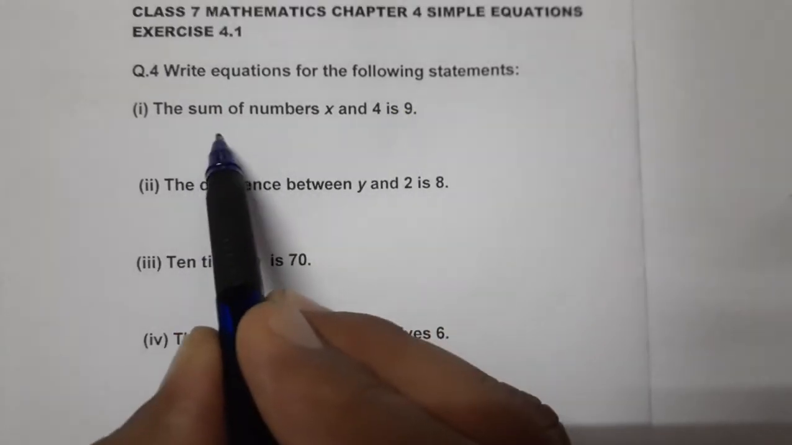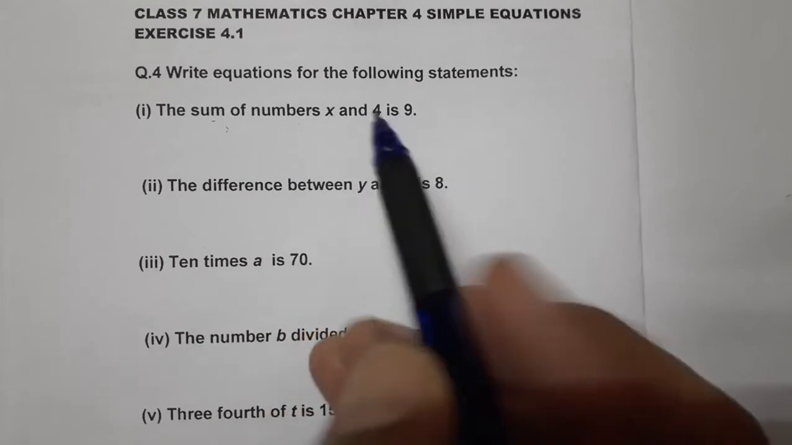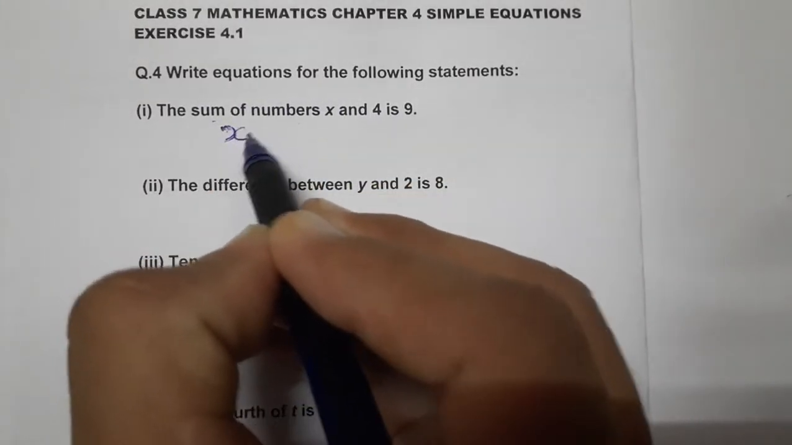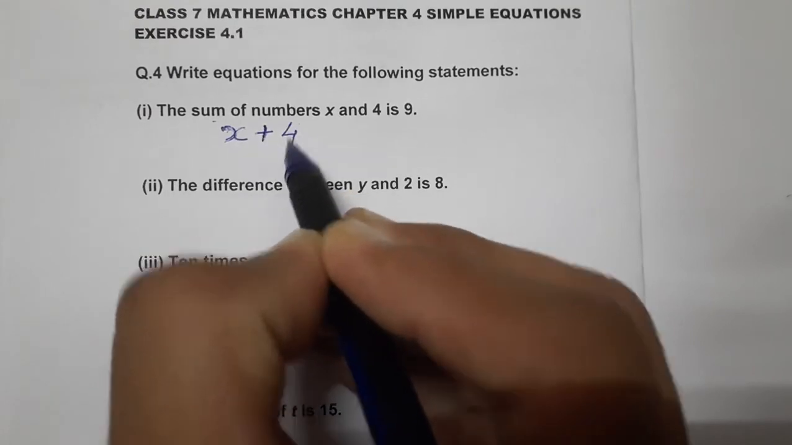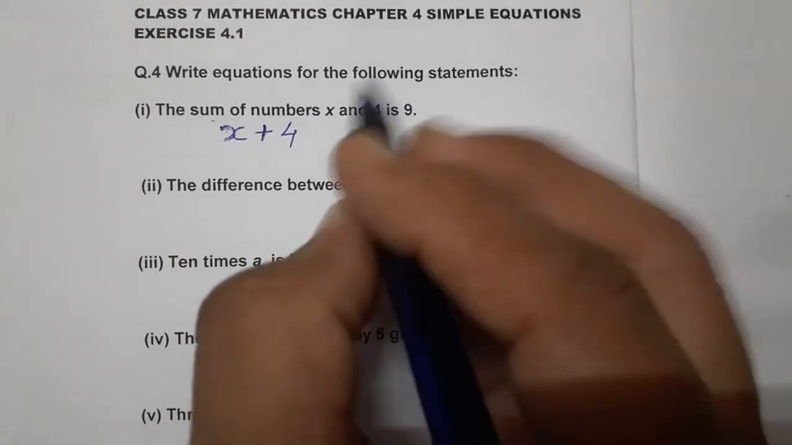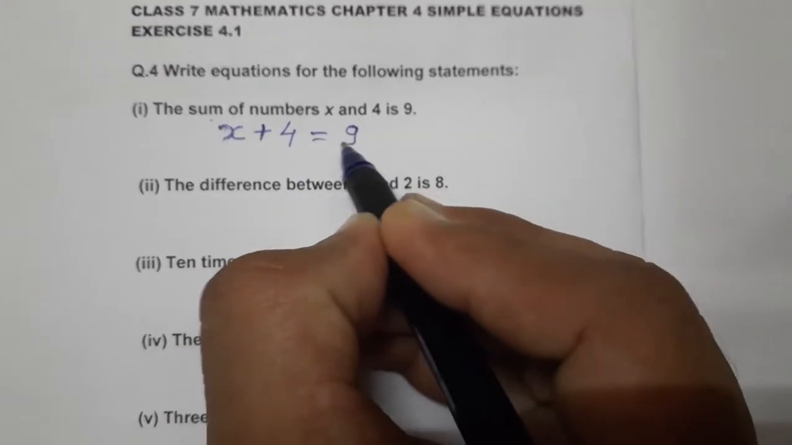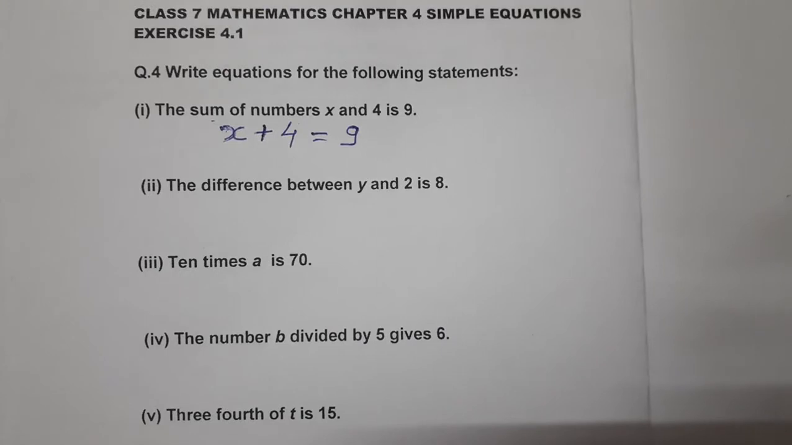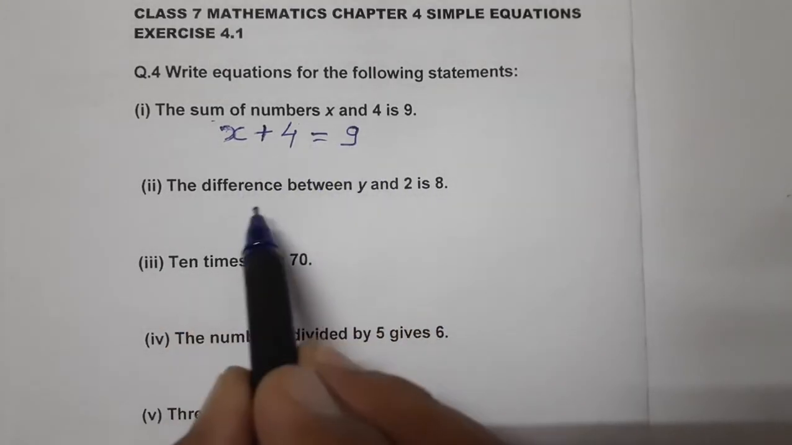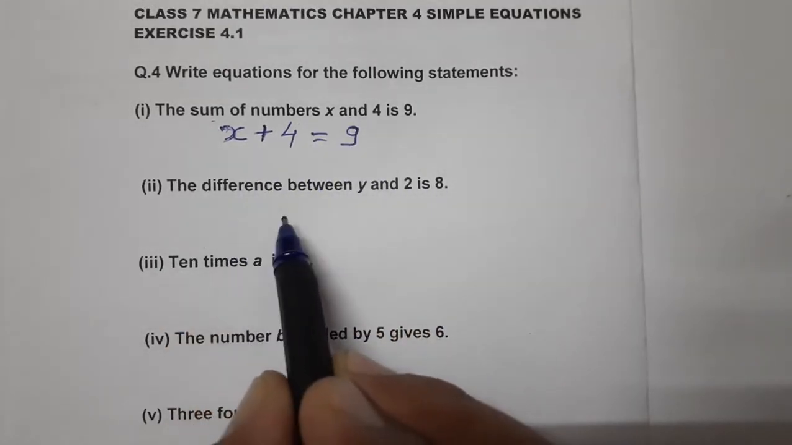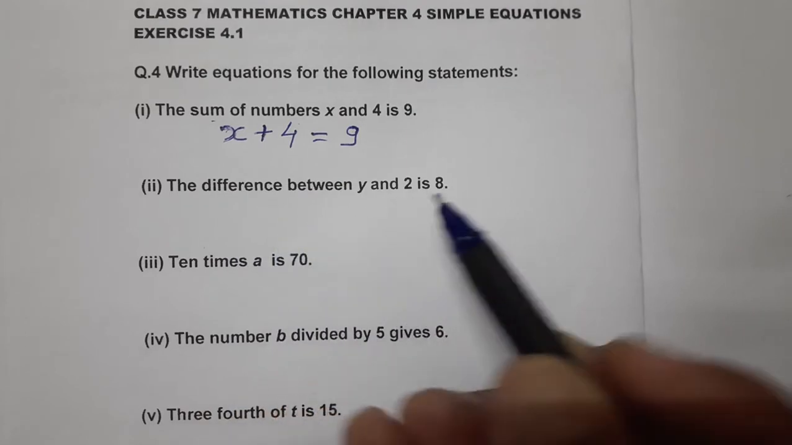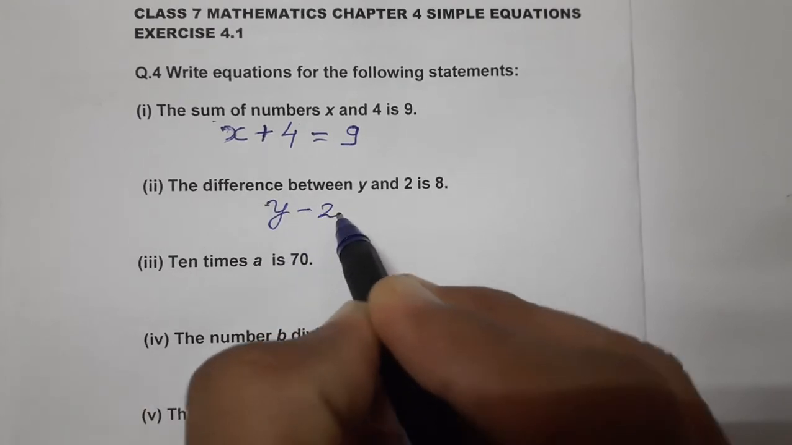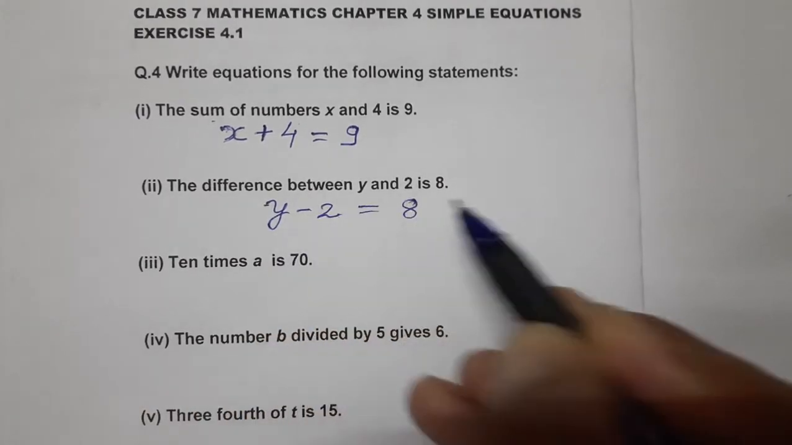So let's read. The sum of numbers x and 4. The sum of these two numbers is, means equals to, 9. So easy. The sum of numbers x and 4 equals to 9. Next one. The difference between y and 2 is 8. Y and 2 difference, y minus 2, difference is 8.